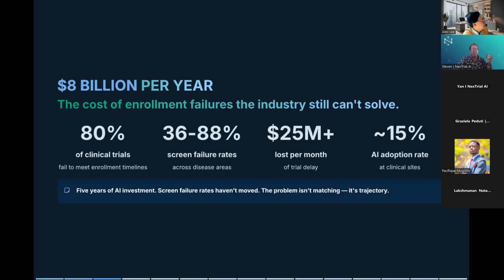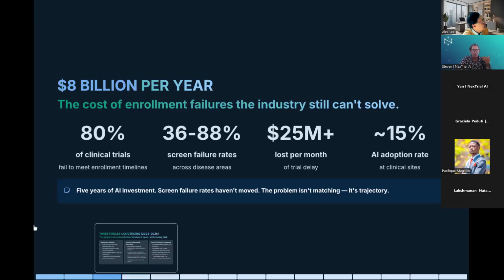Why is that? Because the current generation of AI tools, natural language processing, NLP, on clinical notes or pattern matching on EHR data, solves a problem that isn't the bottleneck. The bottleneck isn't finding patients. The bottleneck is finding patients at the right moment in their disease trajectory.